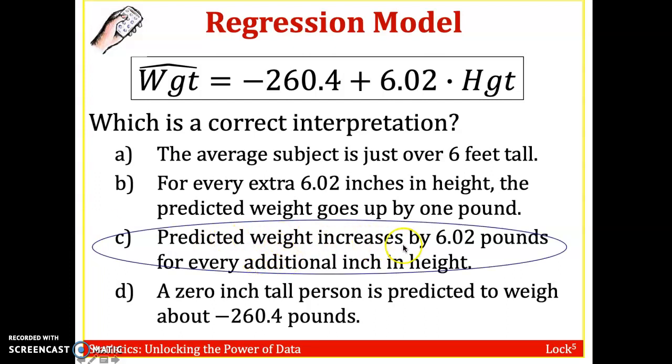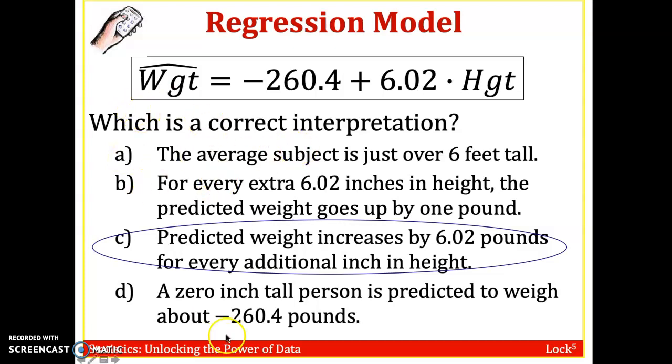It's right here. The predicted weight will increase by 6.02 pounds for every additional inch in height. Assuming those heights are in inches, you increase your height by 1 unit. That's going to be the increase in the weight, in the output of the response variable.